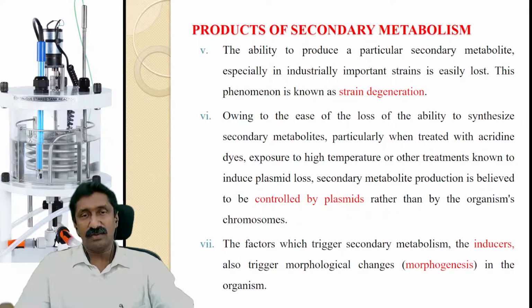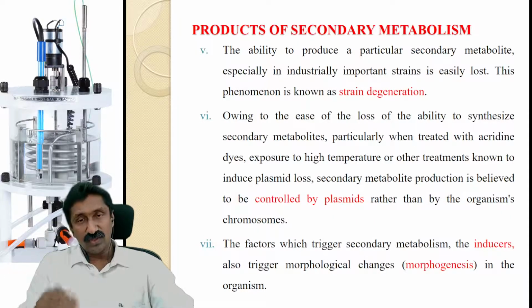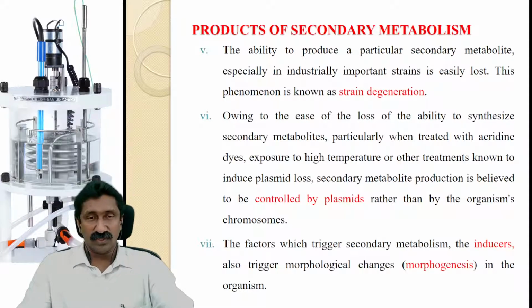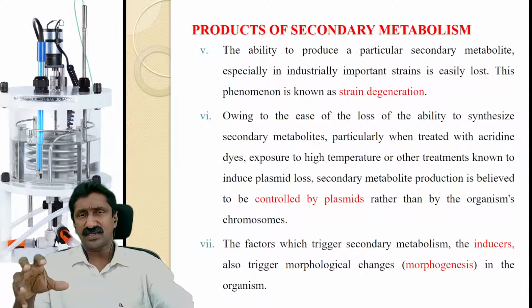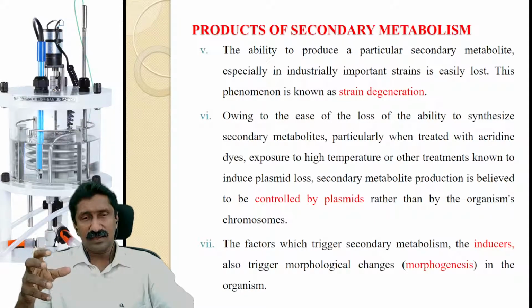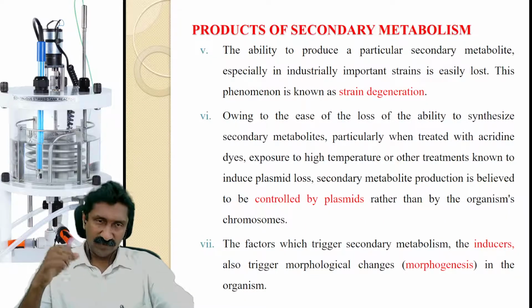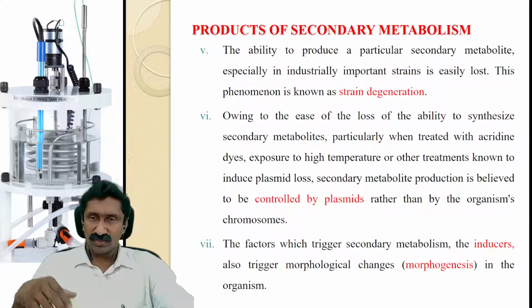So the controlling elements for that secondary metabolite production may be present in the plasmid. If the control is lost, then the other chromosomal genes involved in the same pathway may not be effective. Okay. So basically, the strain degeneration is occurring because the production of the metabolite is actually controlled by the plasmids. That's why. So the factors which trigger secondary metabolism are also known as inducers.